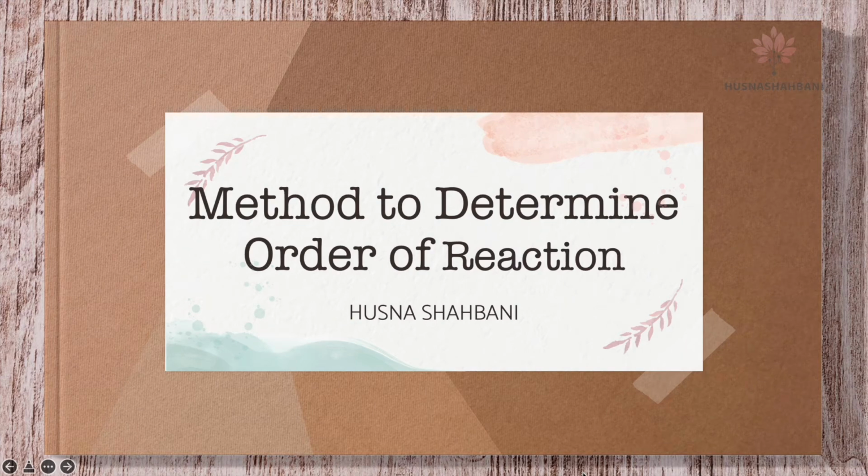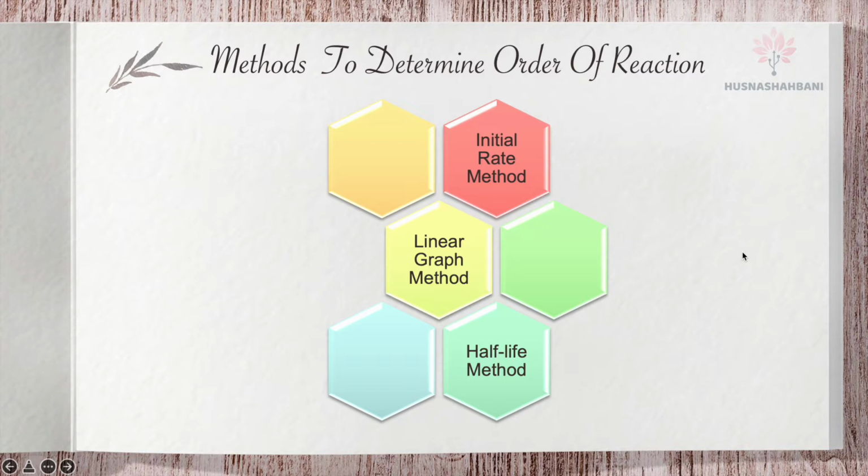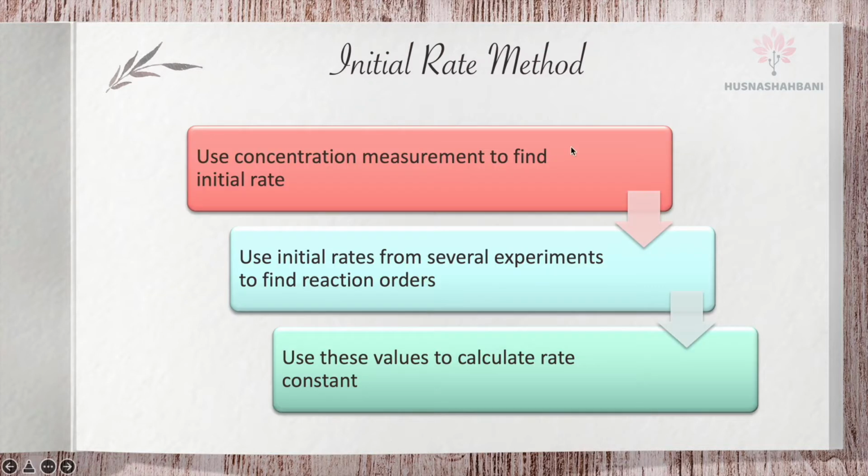Method to determine order of reaction. Three methods to determine the order of reaction, which are initial rate method, linear graph method, and half-life method. Initial rate method. First, use the concentration measurement to find the initial rate.